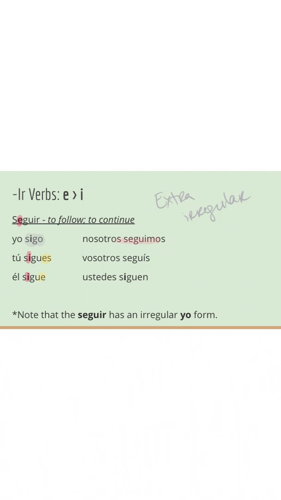Nosotros, we follow, we continue. Seguimos, no stem change. Same thing for vosotros, guys: seguís. And then finally, if you guys follow, if y'all, it becomes siguen. Right? There we have it. And again, this is considered extra irregular because it's not only irregular throughout, but the yo form is extra special.